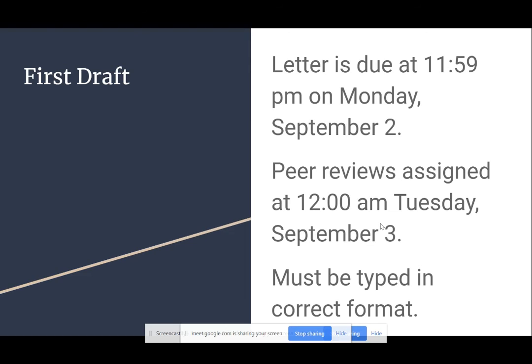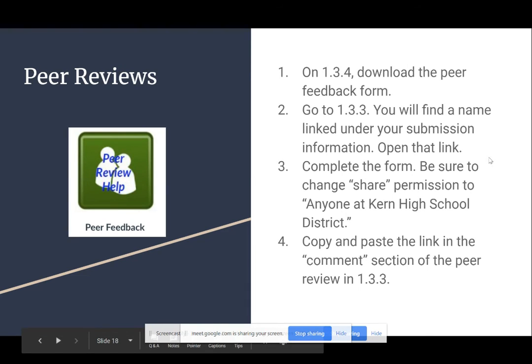So when you wake up in the morning on Tuesday, provided you have got the essay in before that time, you will have a peer review. We do want you to type it in the correct format because this is good practice for the business letter style. It's a good time to start. Michelle, don't worry about the peer review because you're not getting one. But for the rest of you, the peer review help gives you instructions, including a little video on how to find it.